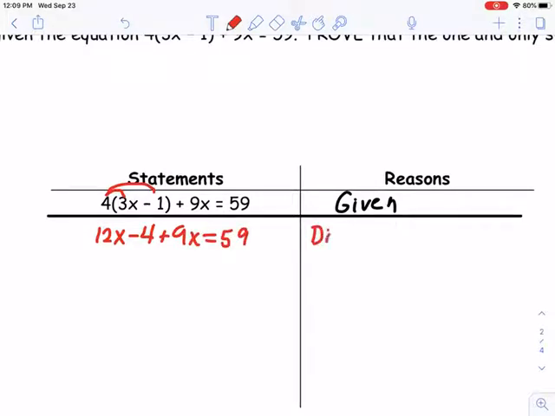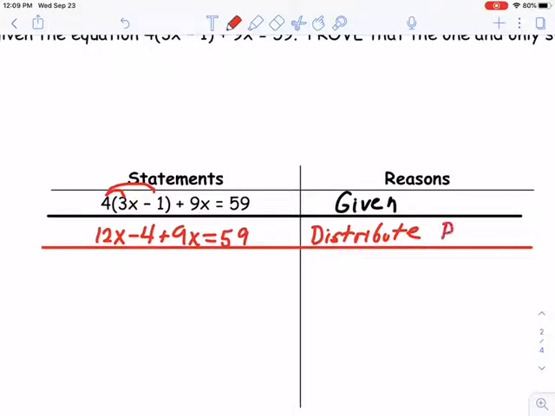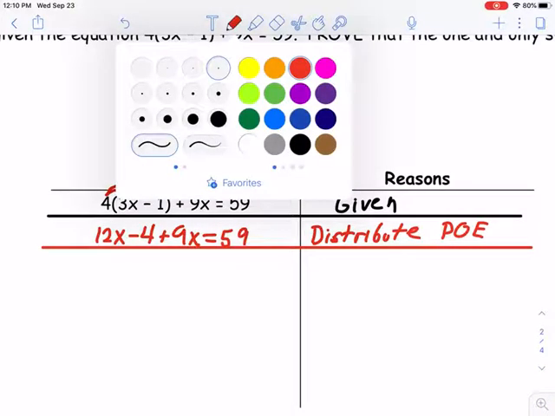Technically, I should write distributive property of equality, but I'm just going to write distribute. We're going to be a little lazy, but however, I will put POE, property of equality. You might see it on like a Canvas quiz or somewhere else. Maybe you and your friends are going to research some two-column proofs in your free time for fun. You might see it there.